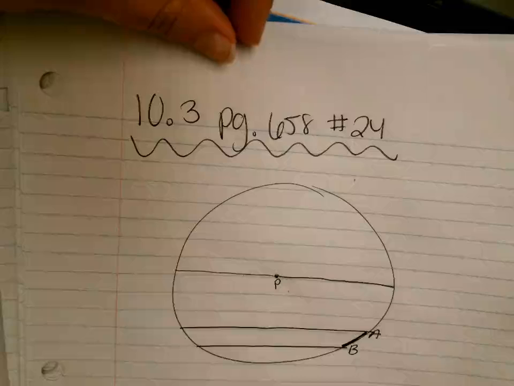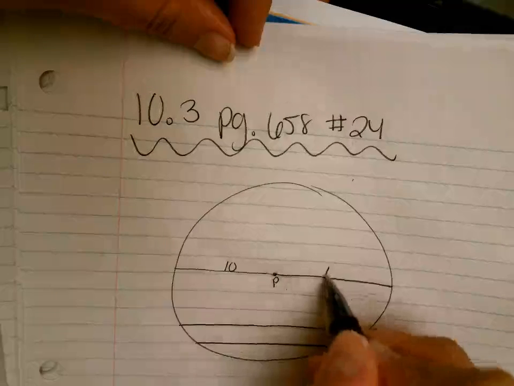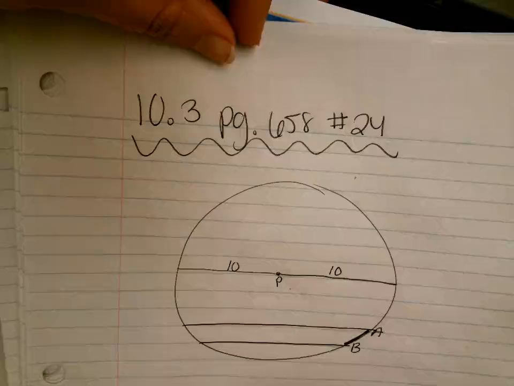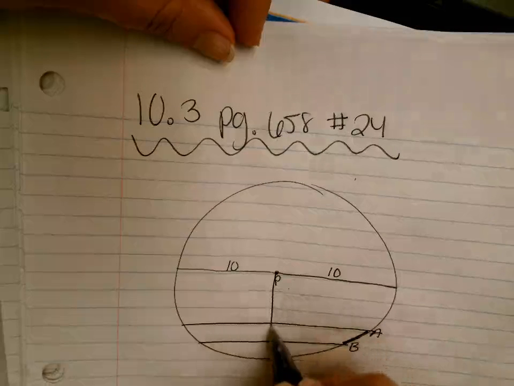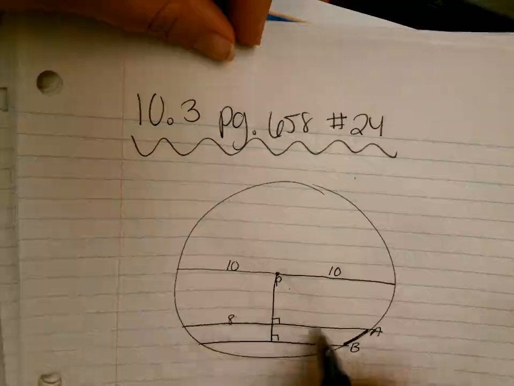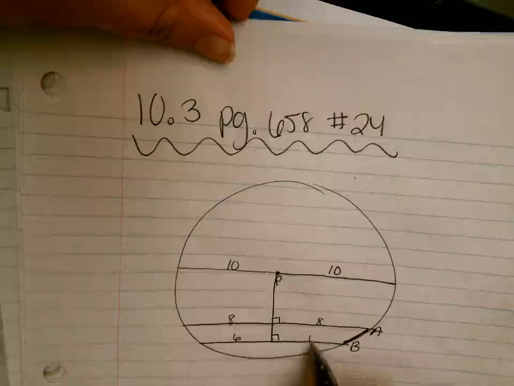And we know that this chord is 20, so half of 20 is 10. And we know that this chord is 16 and this chord is 12. So I'm just going to go and drop these perpendicularly. So if this is 16, then that's 8 and 8. And if this is 12, then it's 6 and 6. Alright, so that's what I know so far.